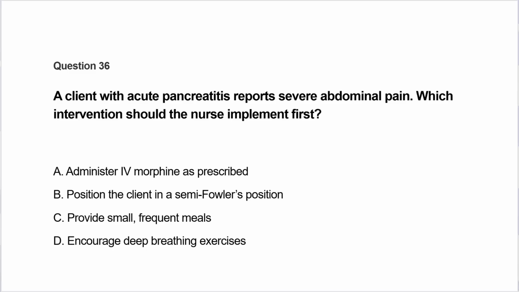Questions 36 to 40. 36. A client with acute pancreatitis reports severe abdominal pain. Which intervention should the nurse implement first? A. Administer IV morphine as prescribed. B. Position the client in a semi-Fowler's position. C. Provide small, frequent meals. D. Encourage deep breathing exercises.